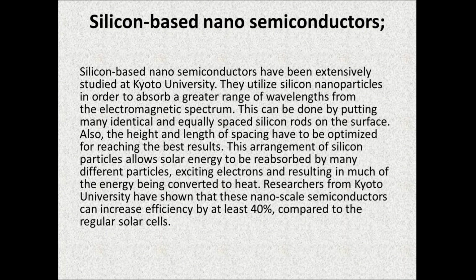This arrangement of silicon particles allows solar energy to be reabsorbed by many different particles, exciting electrons and resulting in much of the energy being converted to heat. Researchers from Kyoto University have shown that these nanoscale semiconductors can increase efficiency by at least 40% compared to regular solar cells.